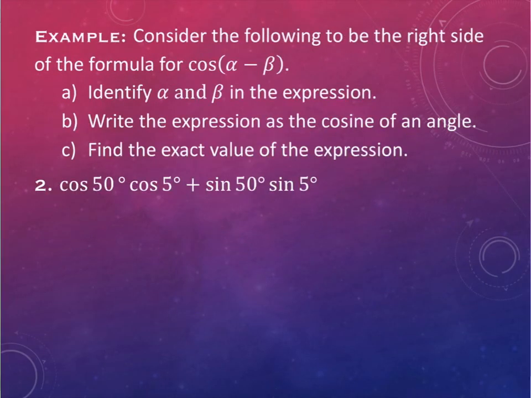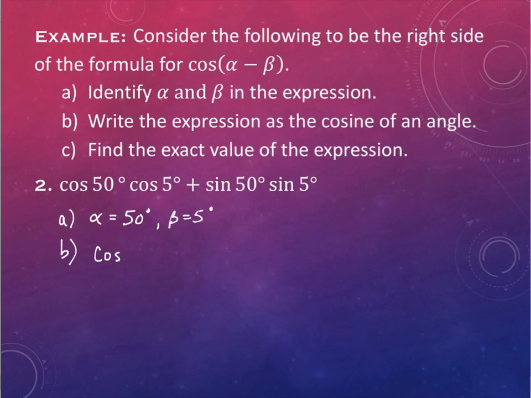So we're going to rewrite this then, very nicely. Part A says first, identify alpha and beta. So let's do them in steps, in order. So alpha is what? 50, and beta is 5. Part B says to write the expression as the cosine of the angle. That's the one I was trying to jump to.